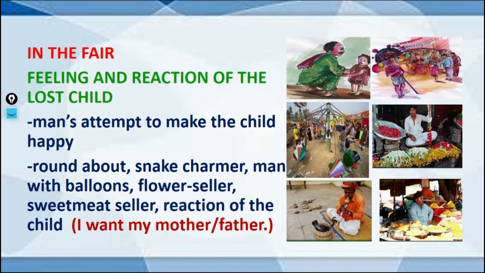And let us see the last part. You see, in the fair, what was the feeling? This part, the last, the end part of the story is about the feeling and reaction of the lost child, right. So, you see the main ideas, the man's attempt to make the child happy. So, the man took the child to the roundabout, to the snake charmer, to the man with balloons, flower seller, sweetmeat seller, and everywhere, but there was only one reaction of the child, I want my mother, I want my father.